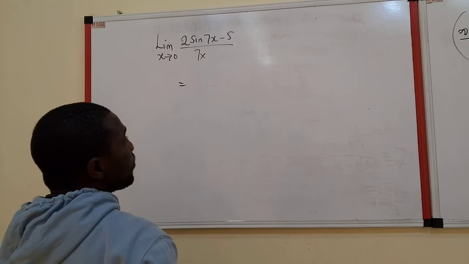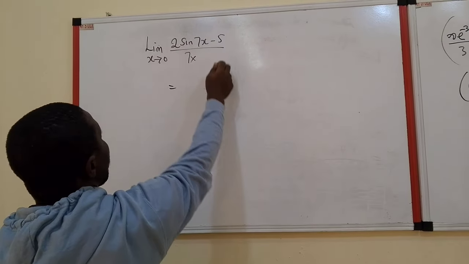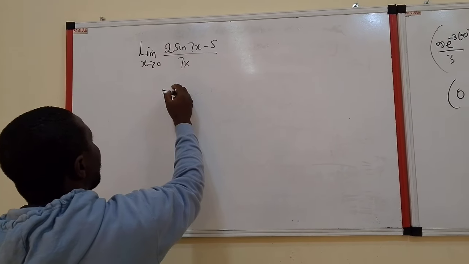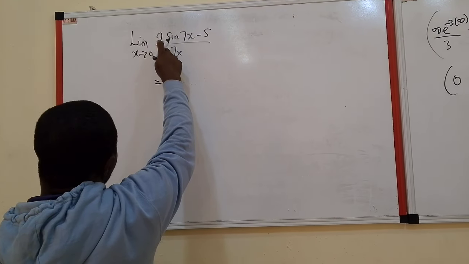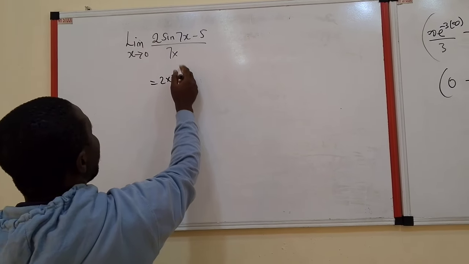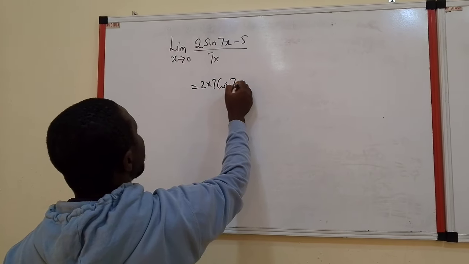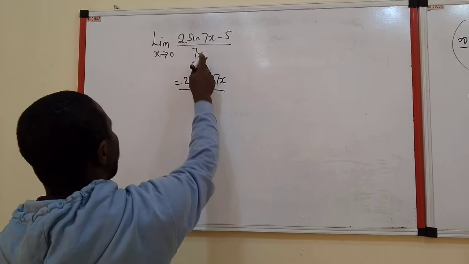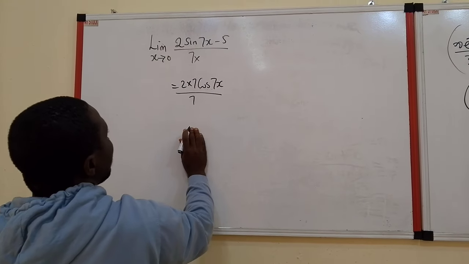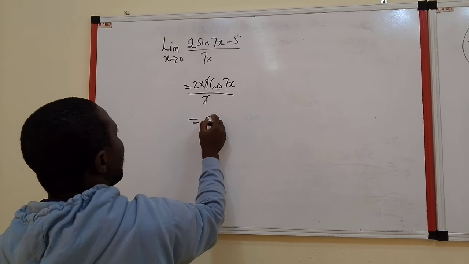Differentiate 2 sine 7x. We have 2 times 7. That is, differentiate 7x, you have 7. Use that 7 to multiply 2, you have this. Then differentiate sine, I have cos 7x. Differentiate 5 is 0, so I ignore that. Differentiate 7x is 7. We cancel out 7. I have 2 cos 7x.